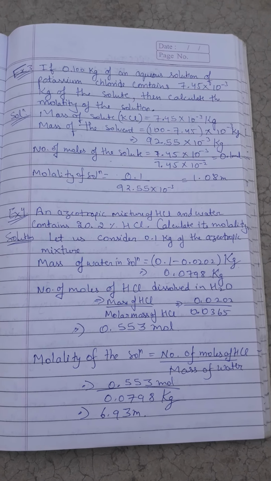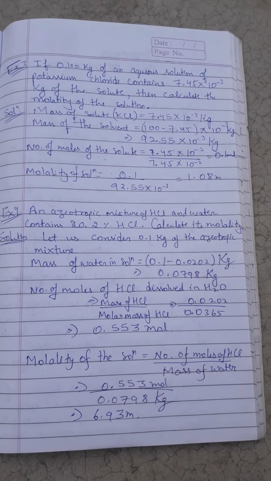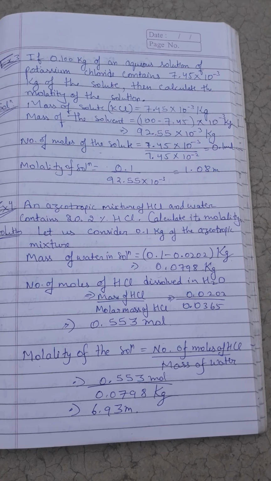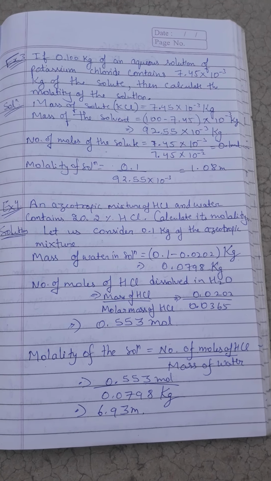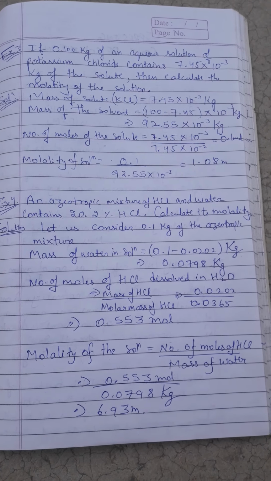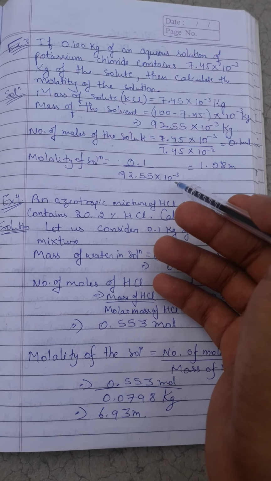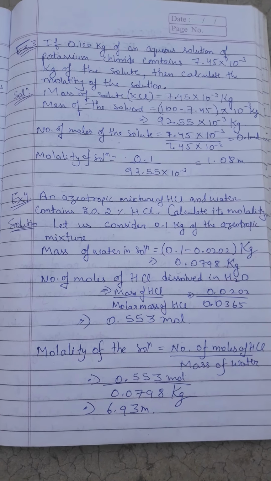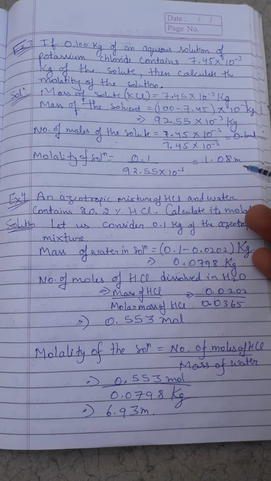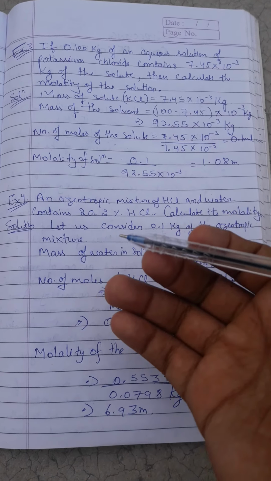So now number of moles of the solute is equal to 7.45 into 10 exponent minus 3 upon 7.45 into 10 exponent minus 2, which is equal to 0.1 mole. So now molality of solution equals 0.1 upon 92.55 into 10 exponent minus 3, which is equal to 1.08 small m. So it's our answer. And now let us see our another example. It means last fourth example.